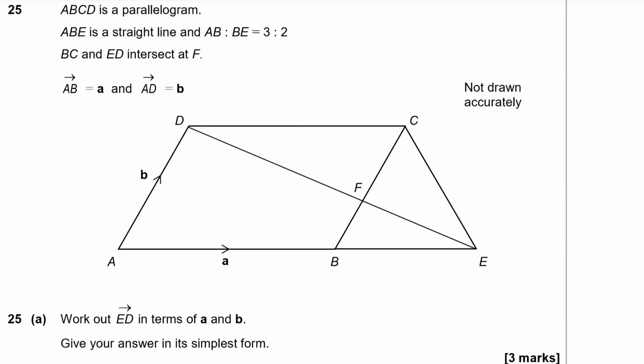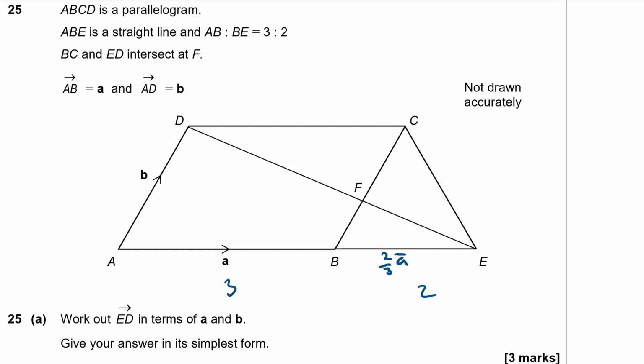So on to vectors. ABCD is a parallelogram. We know that ABE is a straight line and AB to BE is in the ratio of 3 to 2. So B to E is going to have to be a fraction of A to B, isn't it? So if I take A and divide it by 3 and times it by 2, then it means that B to E is going to be 2/3 of A.